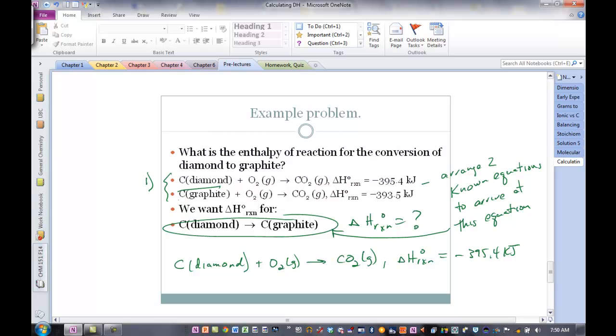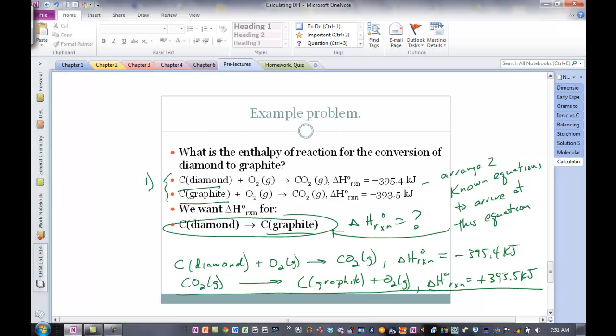All right. But this next one, I need graphite as a product. Here I have graphite as a reactant. So what do I do to that equation? Yeah, just flip it around. Flip our reactants and products. Now we're going to have CO2 gas going to graphite and O2. And we've talked about this before. If I turn the reaction around, what happens to your delta H? We change the sign. So it was negative 393.5. It will now be positive 393.5.